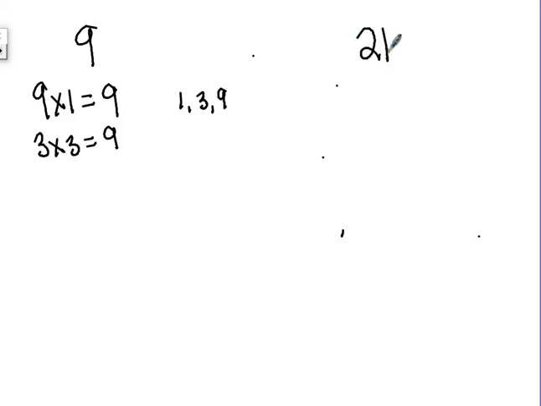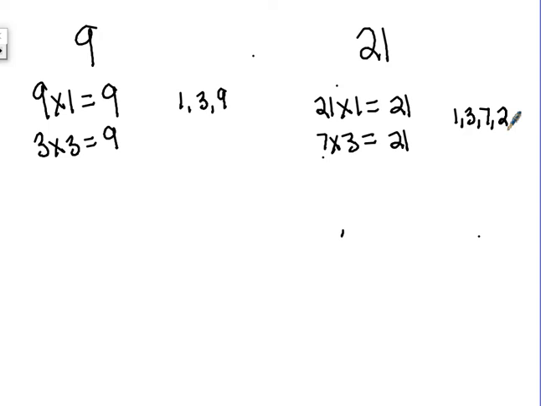Alright, then we have the number 21. 21 times 1 is 21, and then 7 times 3 equals 21, and there's nothing else that you can use to get to 21. So my factors would be 1, 3, 7, and 21 itself. Okay, so all these numbers I can use to get to 21.